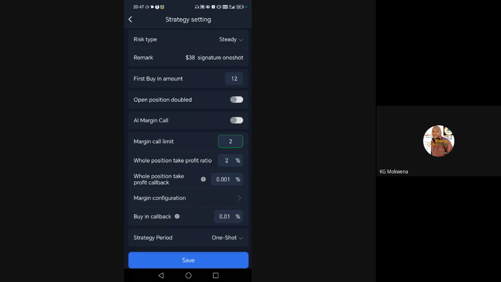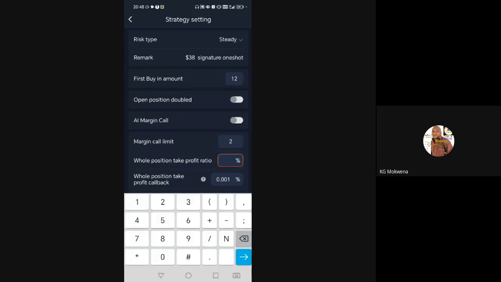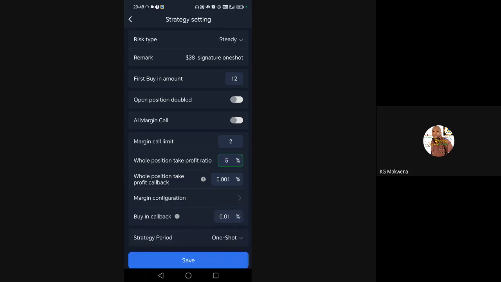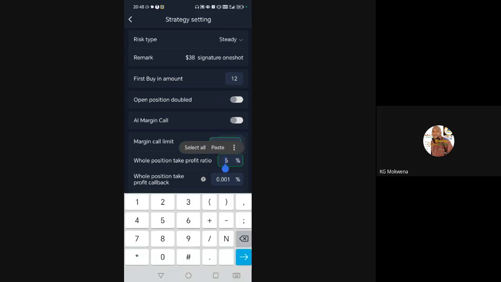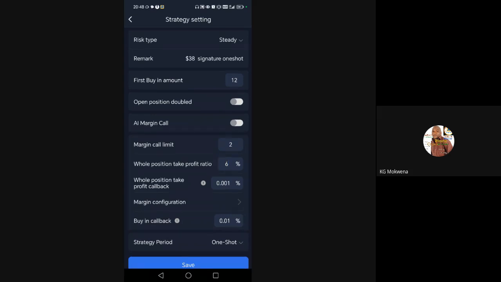But because these are one shots, I will recommend that we set it around 5%, for instance, because mostly we're going to be going into good coins, isn't it? So just take where there's 2%, put 5 there. Whole position take profit ratio, we go with 5. You can always edit it. If we go with 6, what's going to happen? Okay, go with 6. Nothing will happen. That's your desire to take more. I want more risk. No problem. It's not just a desire to take more, but I will show you how you will manage this as it happens. 6%, good.